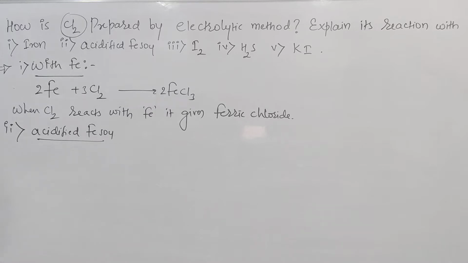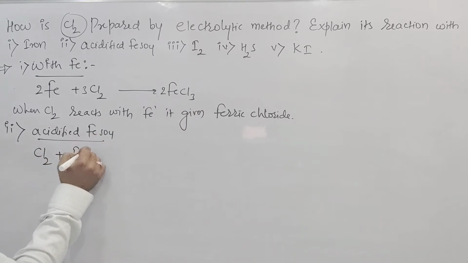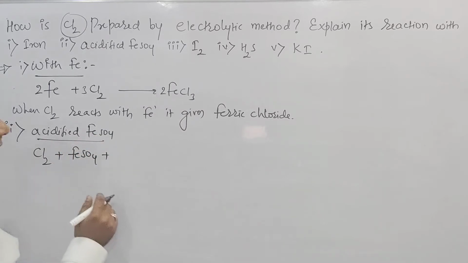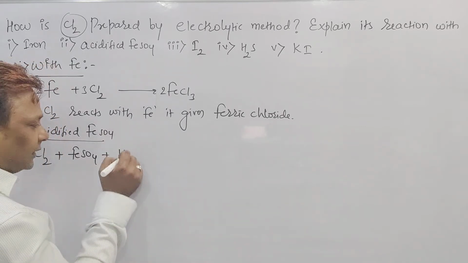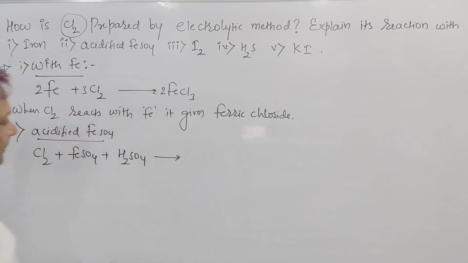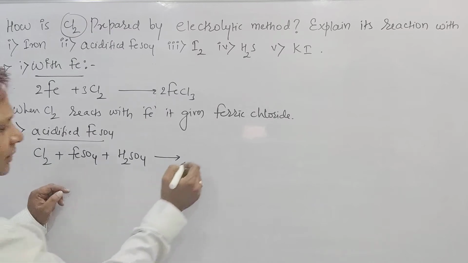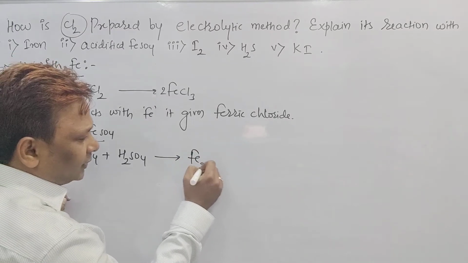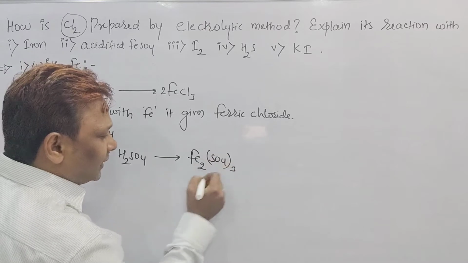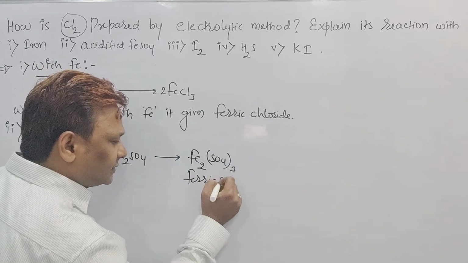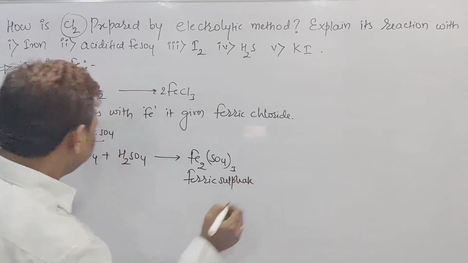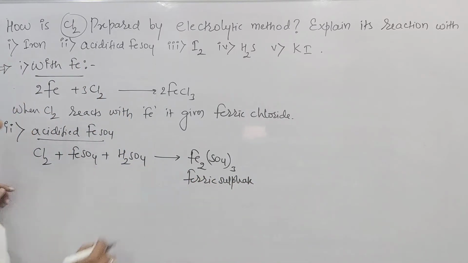Chlorine on reacting with FeSO4 gives rise to ferric sulfate in presence of sulfuric acid. I'll tell you better. Acidified means you should add the acid, and we are adding dilute acid. Ferrous sulfate on reacting with chlorine in acidic medium is converted into ferric sulfate, Fe2(SO4)3. See sir, ferrous sulfate converted into ferric sulfate.